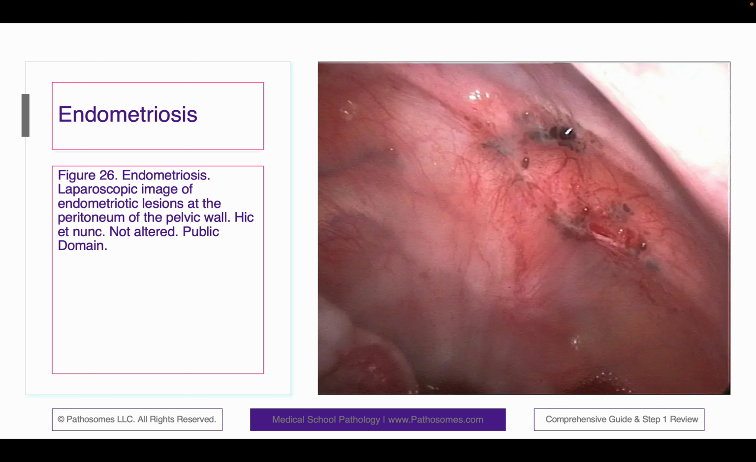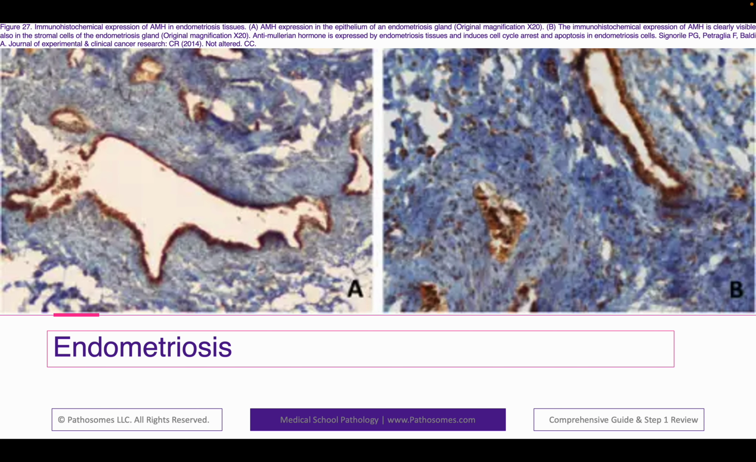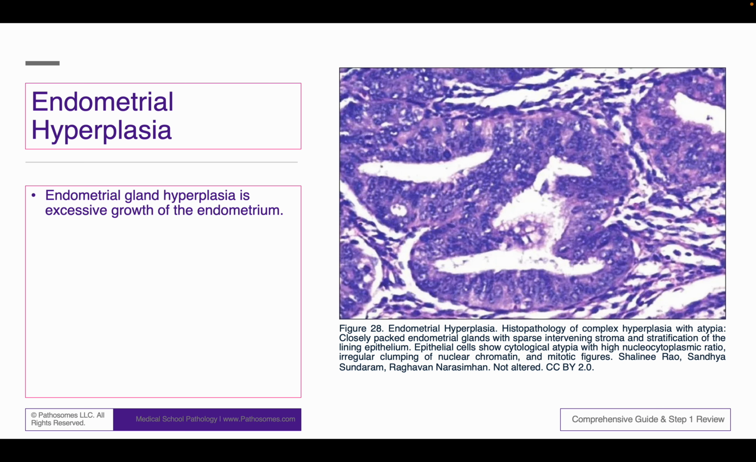And here we have a laparoscopic image of endometriotic lesions at the peritoneum of the pelvic wall. Can you see that there? And various stains that are standing for endometriosis, right? Note the glands and the AMH expression in the epithelium. Unlikely that you'll be asked that, so let's move on. To endometrial hyperplasia, you will have to know about this.